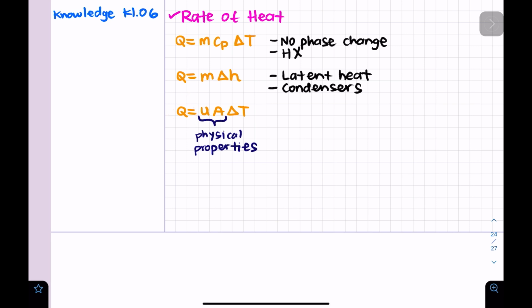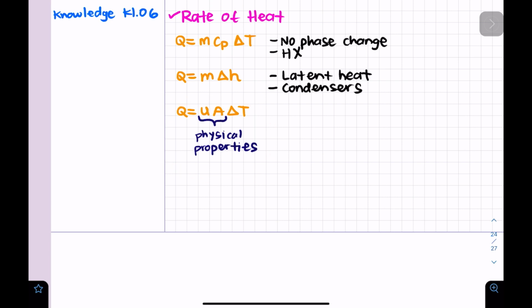But we're trying to calculate the rate of heat transfer between two objects, right? Because that's why we have this delta T. And it's going to be across a medium. That's why we have these physical properties. This U is going to be the thermal conductivity, and this is the area, right? And this formula, I don't know if you have taken thermodynamics, but we use this formula, or it is derived from, Fourier's law, and is used in many applications.